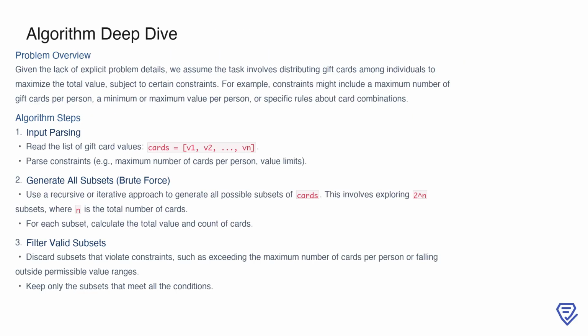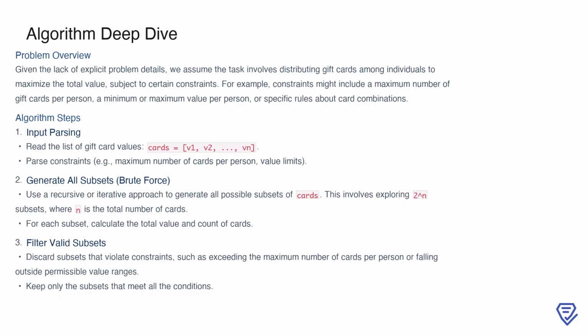To solve the problem of maximizing the value of gift cards under certain constraints, we start by understanding the inputs and rules. Imagine we have a list of gift card values, represented as an array, such as cards equals [v1, v2, ..., vn]. Along with this, we have constraints to consider, such as the maximum number of cards each person can receive or the allowable value range for any individual. The first step is to parse this input and extract the constraints so that we can structure our solution appropriately.